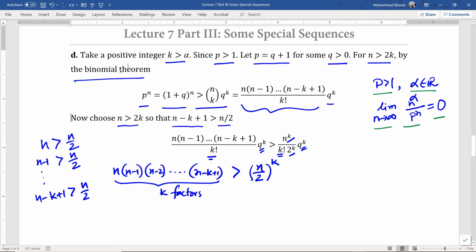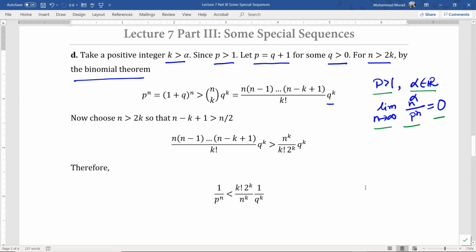Please pause the video and confirm the inequality. Therefore, p to the n is greater than this quantity here. So 1 over p to the n is strictly smaller than the quantity here, which is the inverse of the right-hand side.